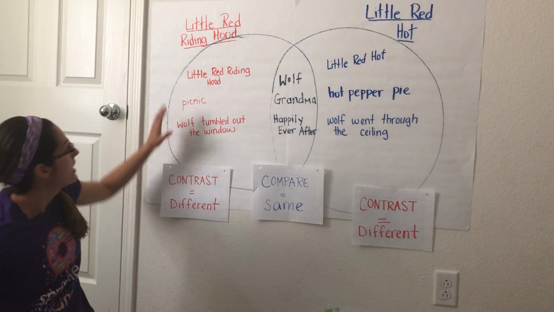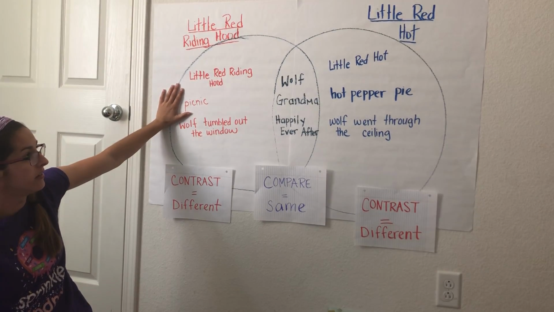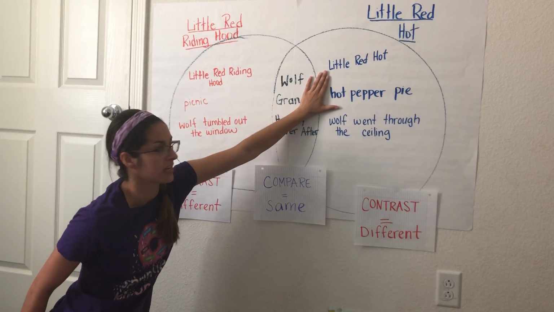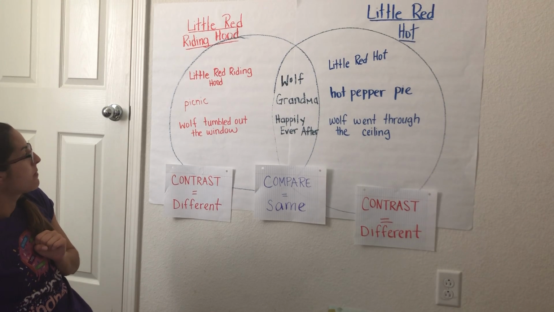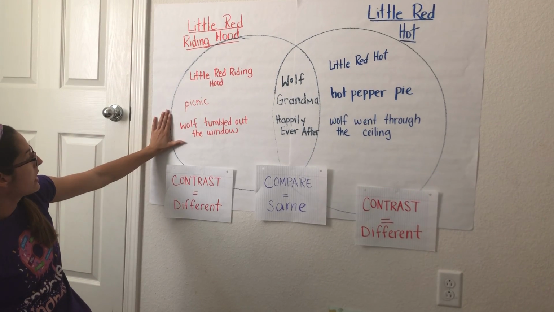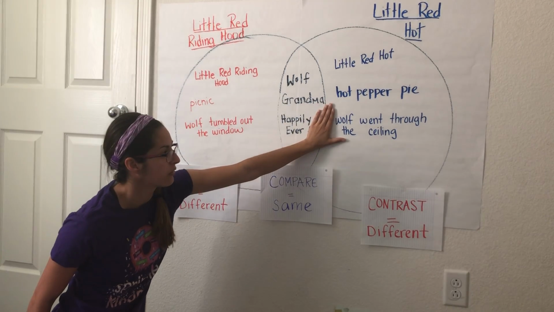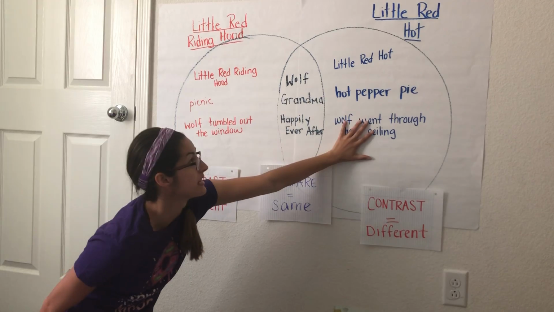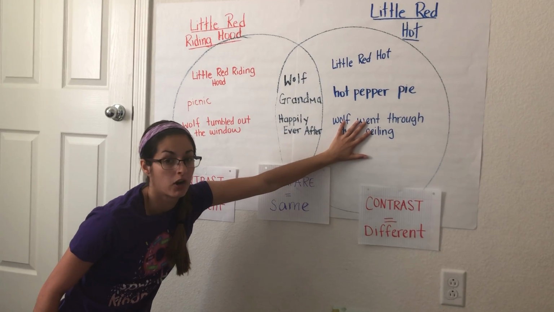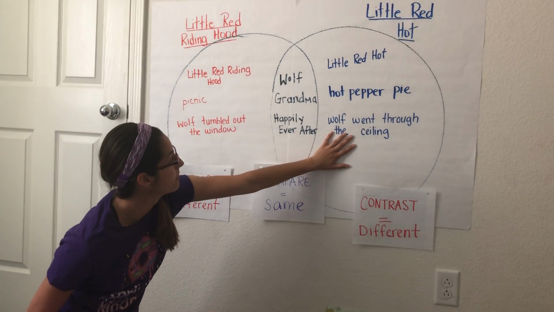Another difference, in Little Red Riding Hood, she was bringing a picnic to her grandma. In Little Red Hot, she was bringing a hot pepper pie. The last difference that I came up with was that in Little Red Riding Hood, the wolf tumbled out the window. But in Little Red Hot, the wolf went through the ceiling. So those are three differences between the two stories. There are many more differences. I just wrote down these three.